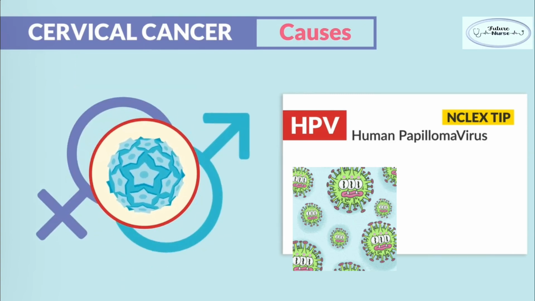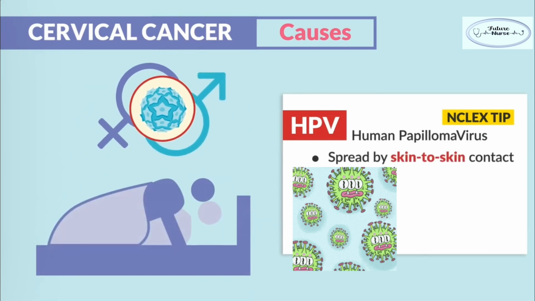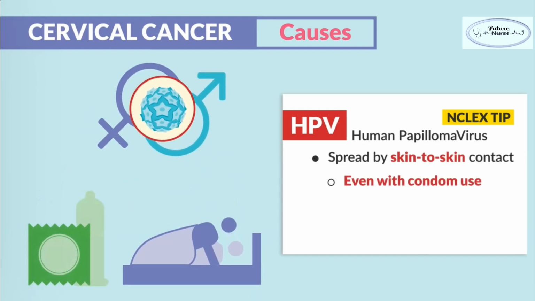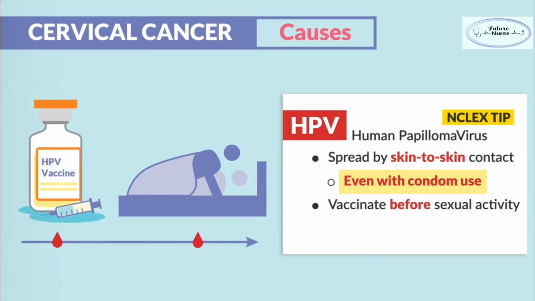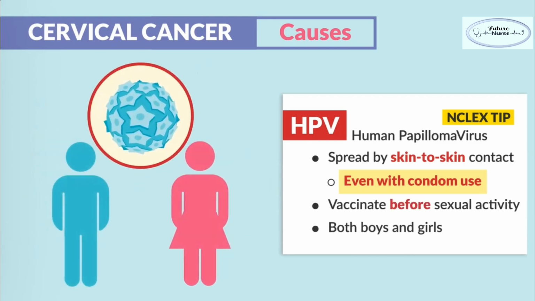HPV is an STI, that sexually transmitted infection. HPV is spread by skin-to-skin contact, even with condom use. So write that down. A lot of students get this wrong and think that everyone is safe with condom use. So key term is even with condom use, it can be spread. Now, vaccination before sexual activity is recommended for both boys and girls.